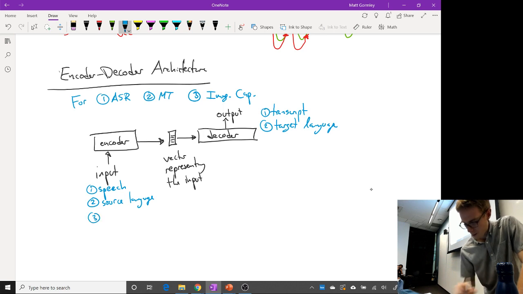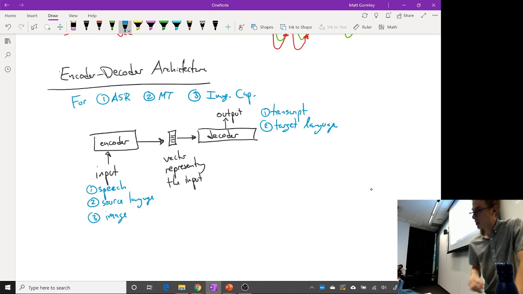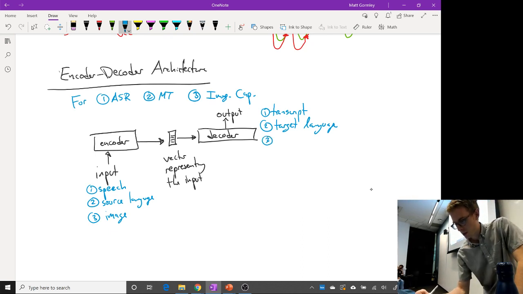And then if you're doing image captioning, well, then you can feed in as input your image, and your output could be the actual caption for that image.